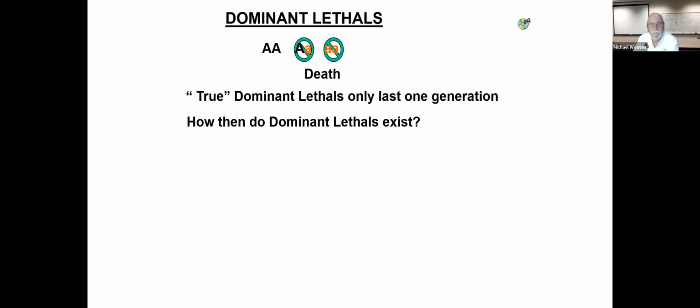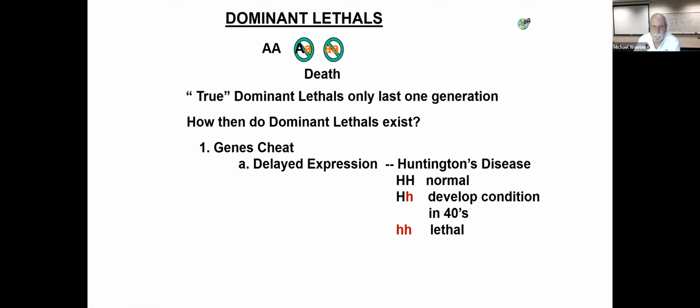So how do we have these dominant lethals? Well, there are lots of ways, and we will talk some more about them. But in general genetics, we always talk about things like delayed expression. That's a classic form. Huntington's disease, Huntington's chorea, is a classic dominant lethal. If you get the mutated form, the Huntington's allele, you're going to die from it. It's going to kill you.